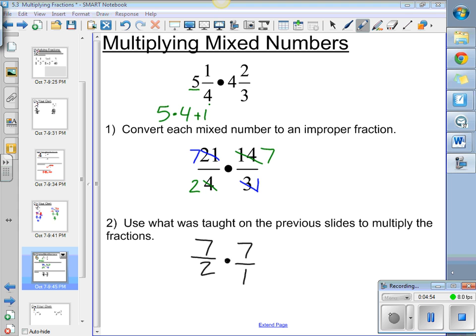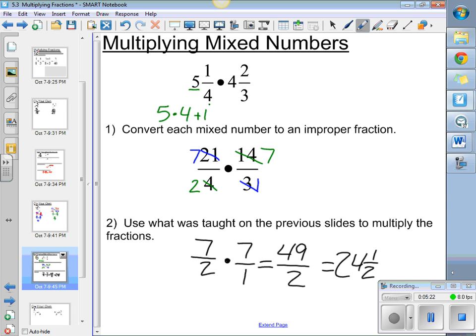Okay, so we do 7 times 7 is 49/2. Unless you're told to change it to a mixed number, I'm okay with leaving it this way. So we'll do both. 49 over 2 is an okay answer, or you can divide. You would get 24 and 1/2, because 49 divided by 2.